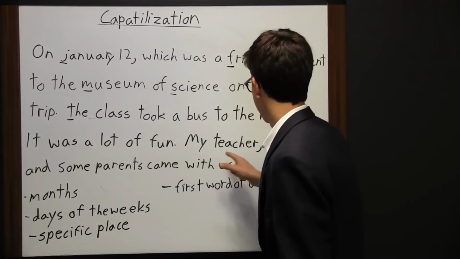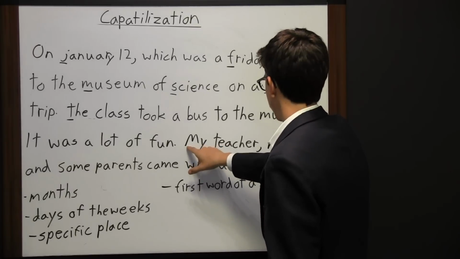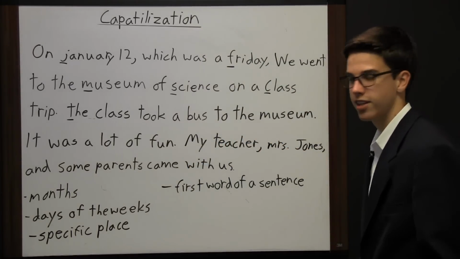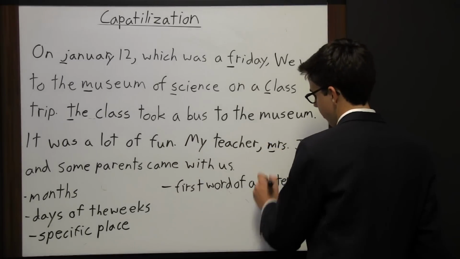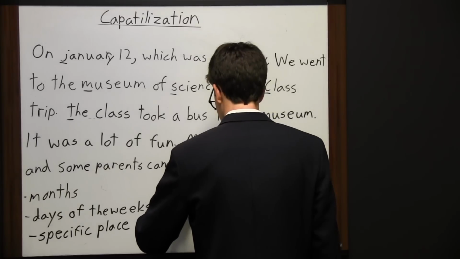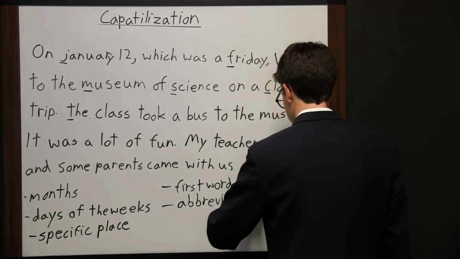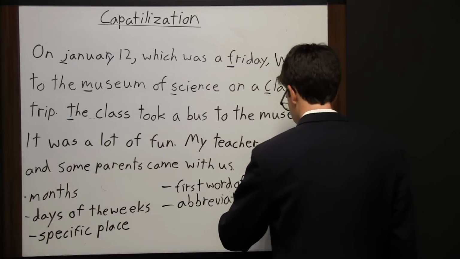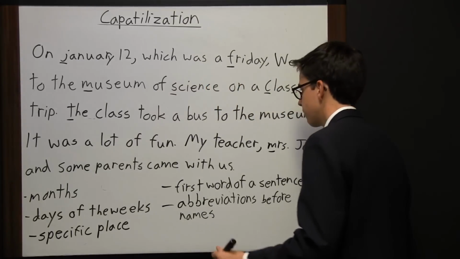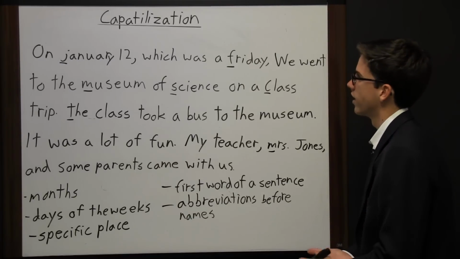That sentence looks good. My teacher, Mrs. Jones, and some parents came with us. Now the first word of the sentence is capitalized, which is good. Jones is capitalized, which is the last name. We always capitalize last names. But then Mrs. isn't capitalized. And so you need to capitalize abbreviations before names. And so those can be things like Dr., Mr., Ms., Mrs., all those abbreviations need to be capitalized.